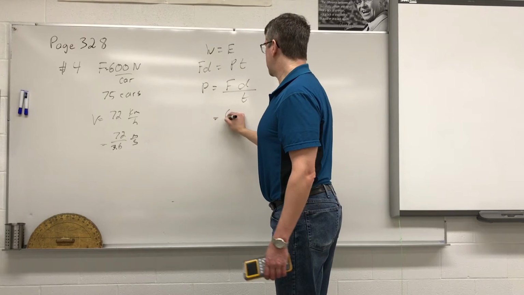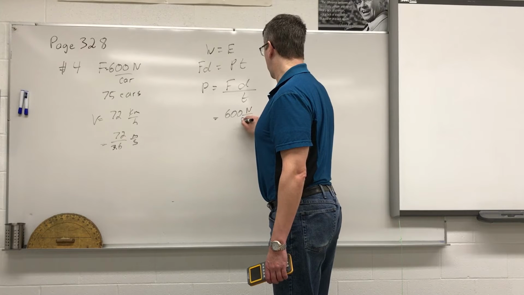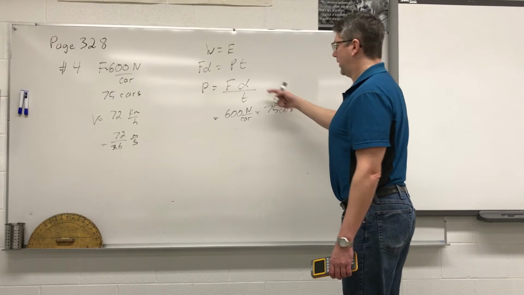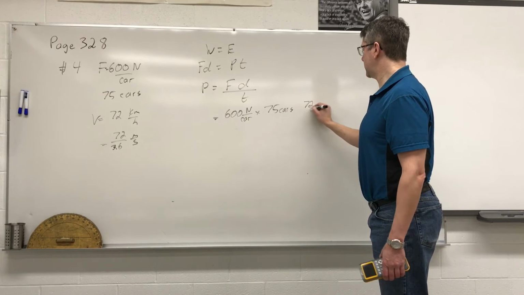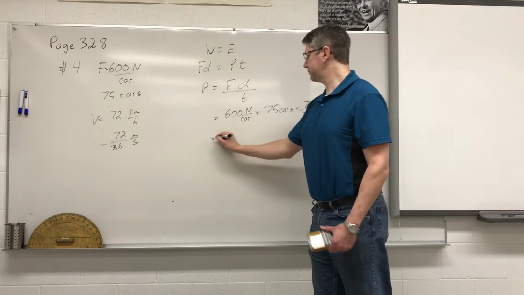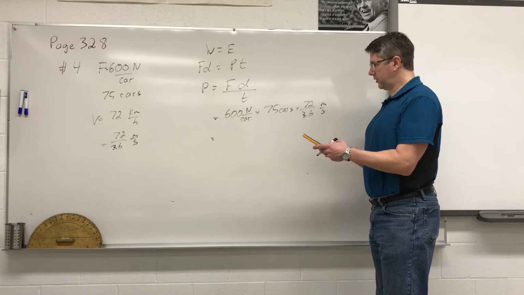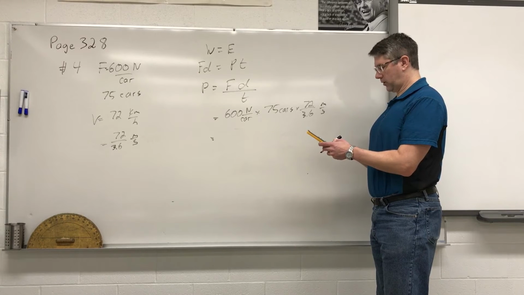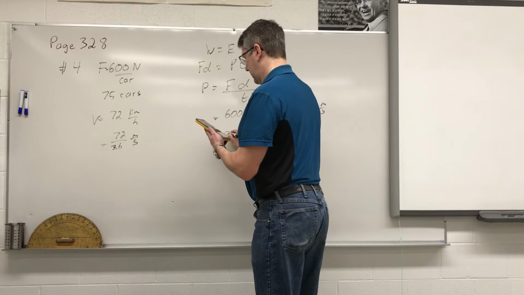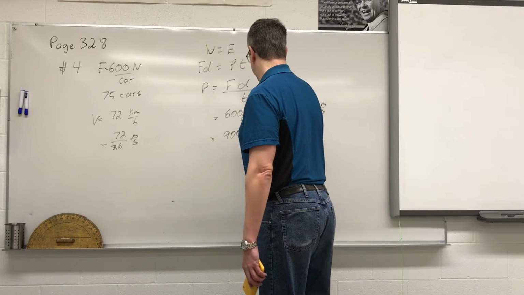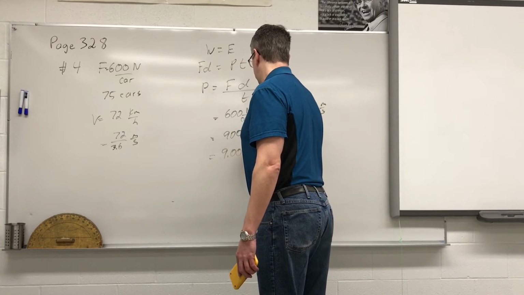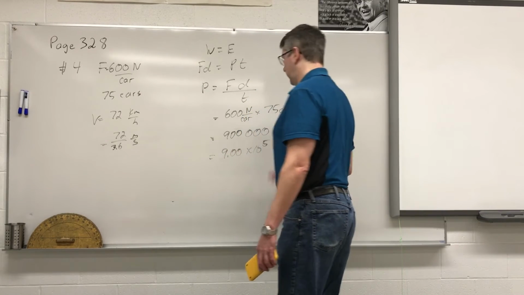So our force is 600 newtons per car times 75 cars multiplied by our distance over time, which is 72 over 3.6 meters per second. So 600 newtons times 75 cars multiplied by 72 divided by 3.6 gives me 900,000 watts. So that's going to be 9.00 times 10 to the power of 5 watts.